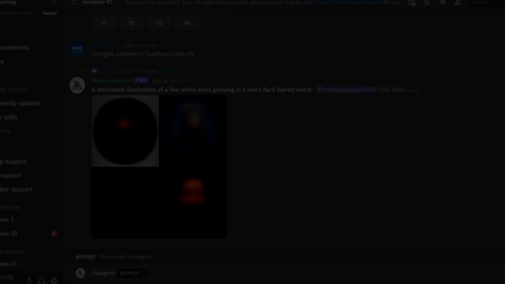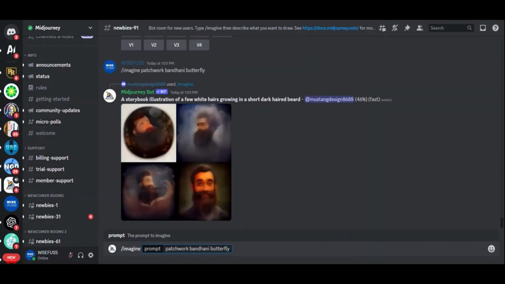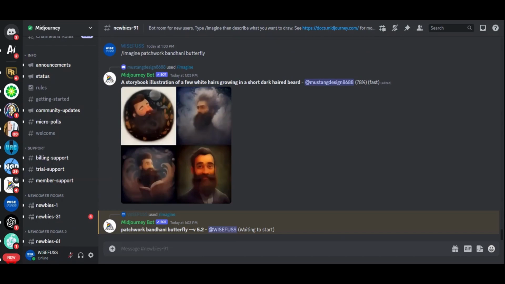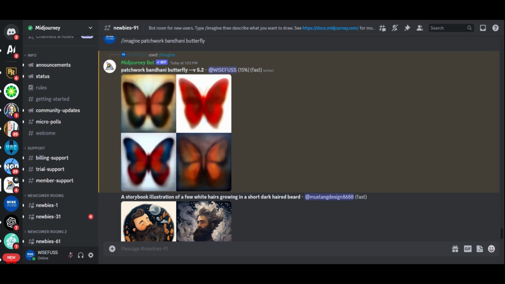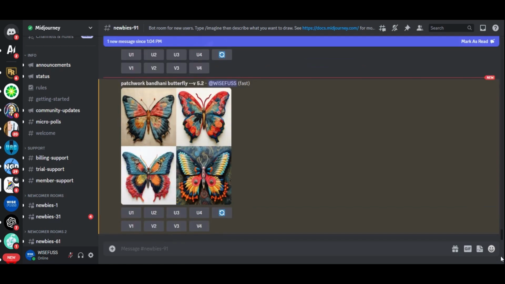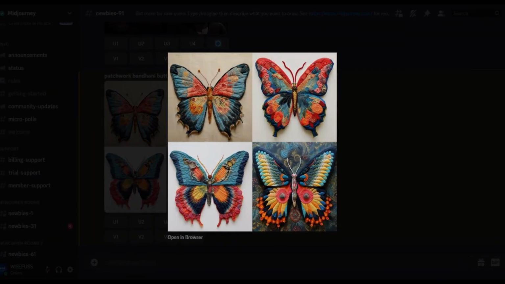Segment number 8. Rearranging words for a twist. But wait, there's more. Changing the order of words in your prompt can be a game changer. While it might not always make a big difference, at times it can completely alter the output. It's a simple yet powerful trick to have up your sleeve.